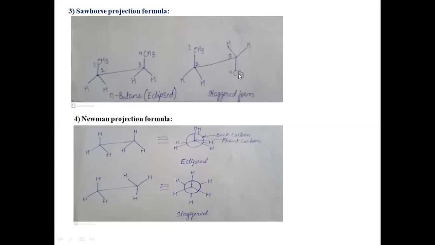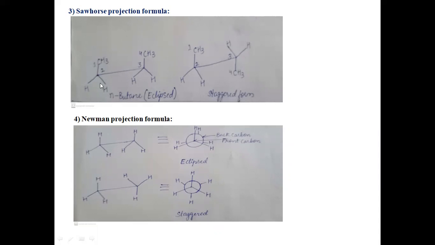This methyl group and the methyl group on the third carbon atom are oriented far away from each other. The hydrogen atoms bonded to the third carbon atom, and the hydrogen atoms bonded to the second carbon atom, are also oriented away from each other. Such a conformation, or such a form of projection formula, we refer to as a staggered form.